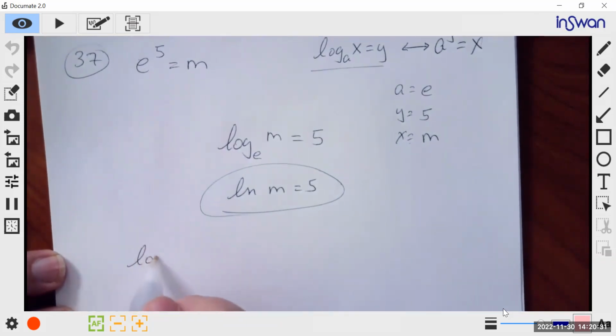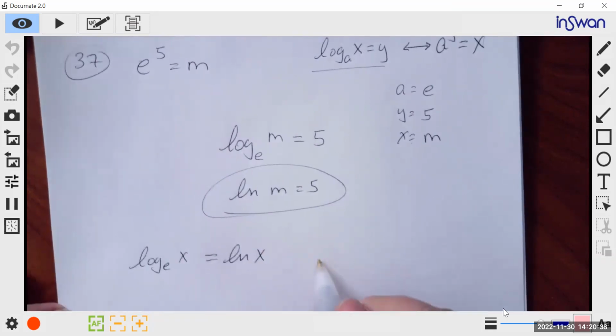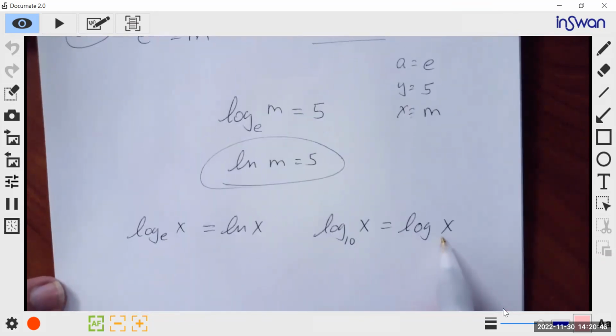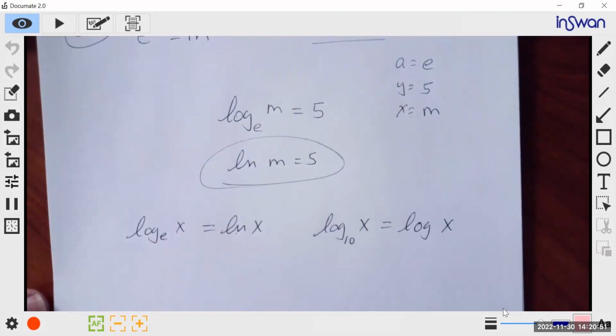Yeah, so if you have a log base e, that's ln. If you have a log base 10 of x, that's just log x. If there's no base in there, it's automatically a 10. If it's ln, it's base e.